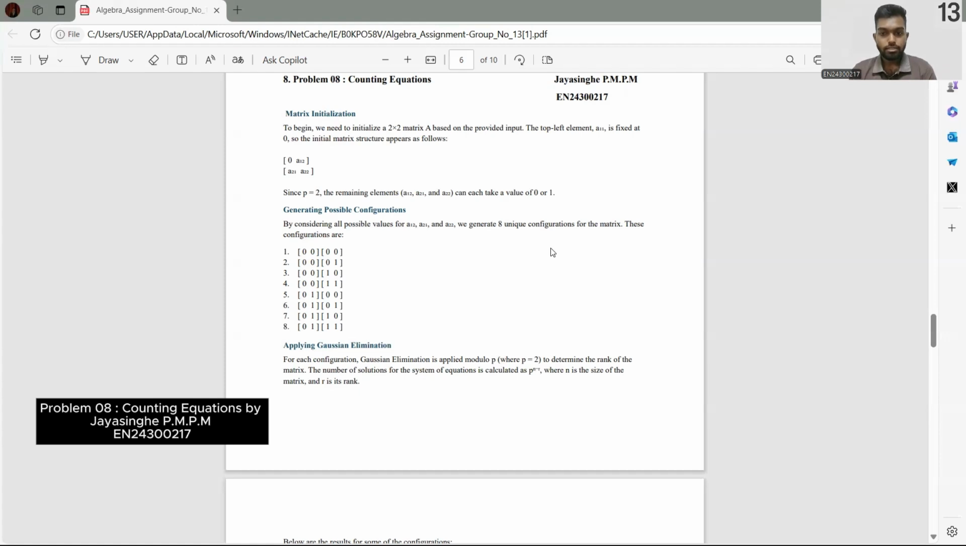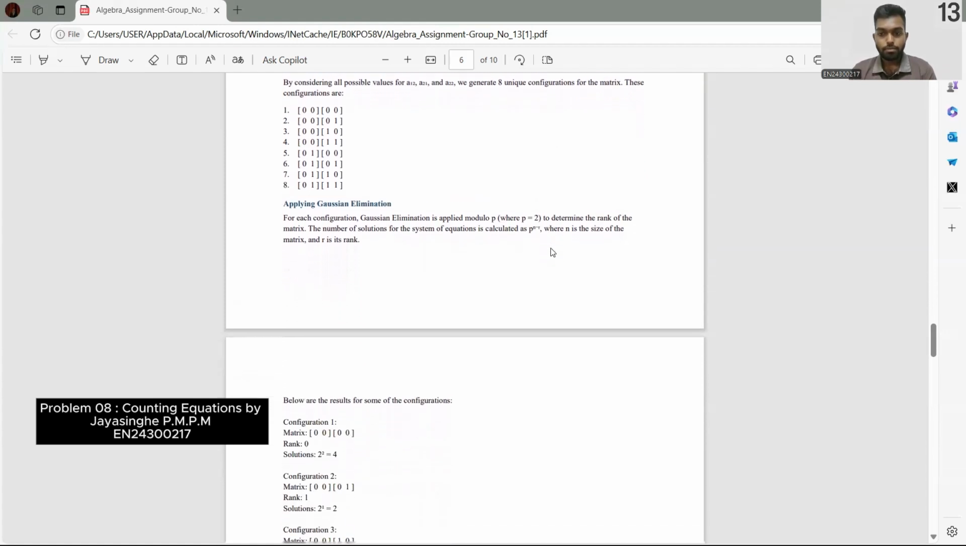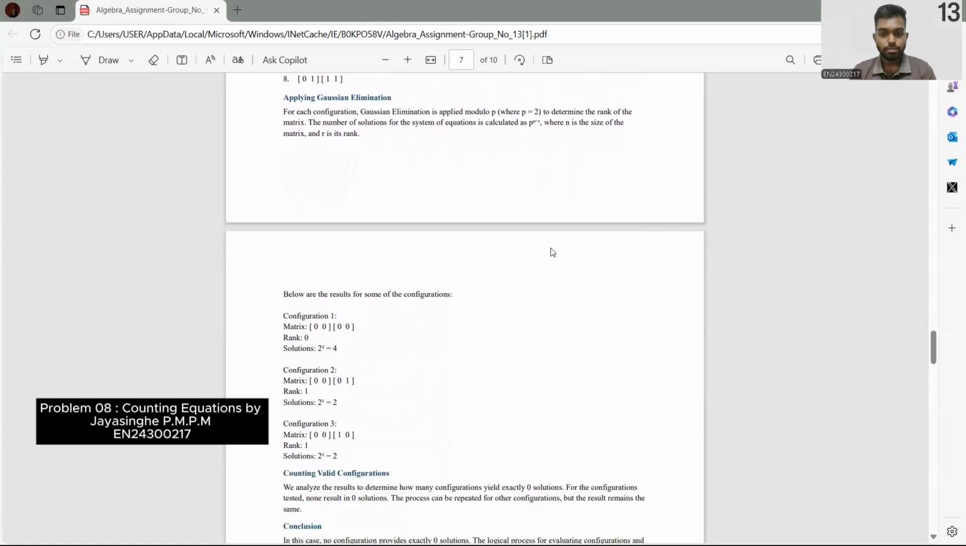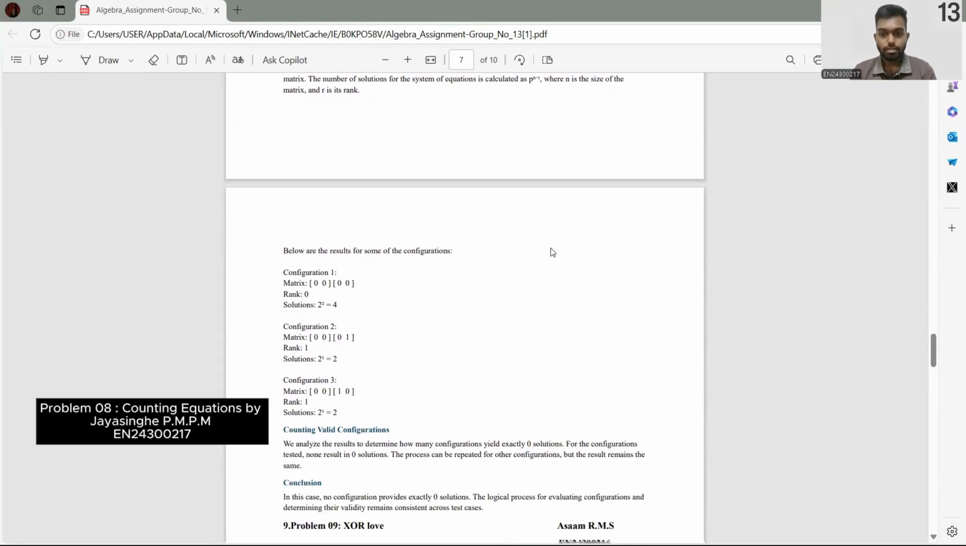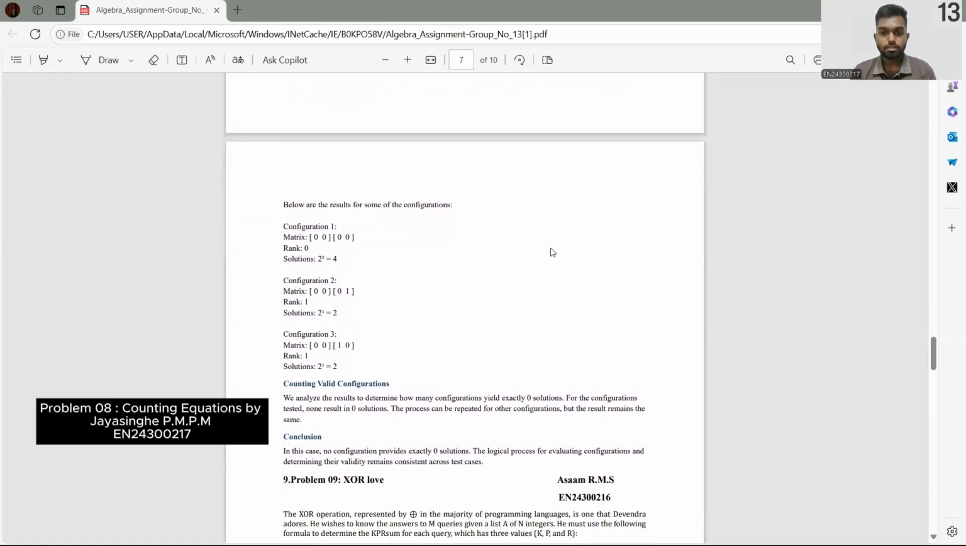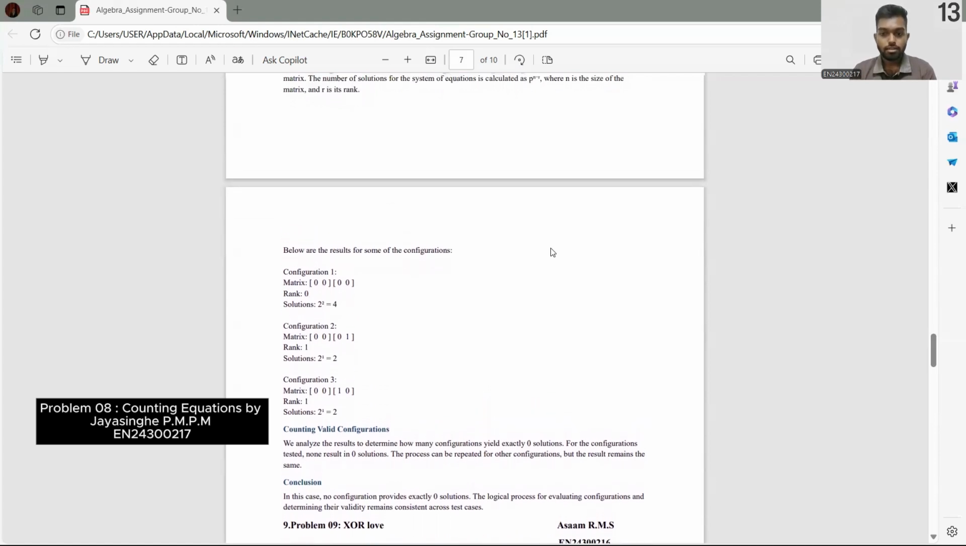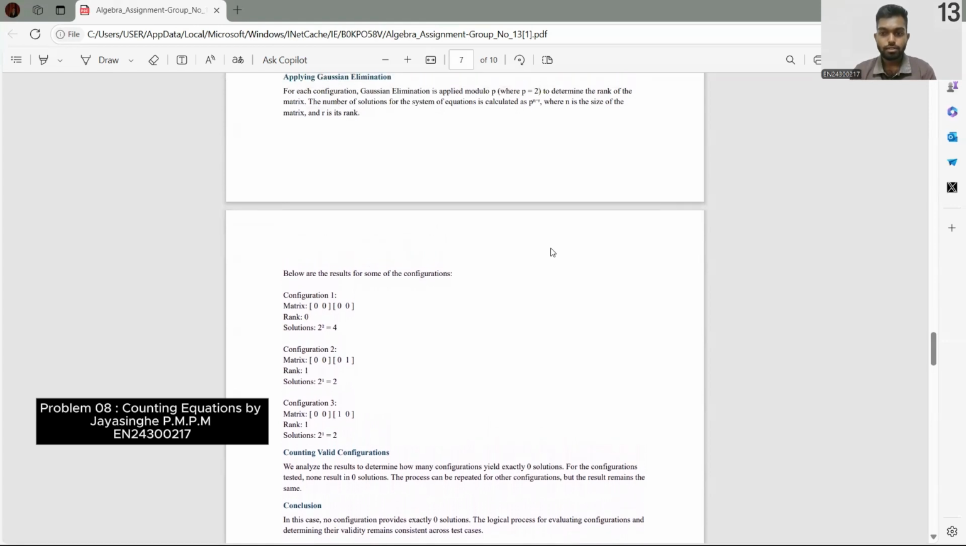For each configuration, Gaussian elimination is applied modulo to find the rank of the matrix. The number of solutions for the corresponding system of equations is then computed using a formula where n is the size of the matrix and r is its rank. After analyzing all configurations, we find that none yield exactly 0 solutions. This demonstrates that under the given conditions, no valid configuration of the matrix results in a system with no solutions. This approach can be generalized to similar matrix problems.